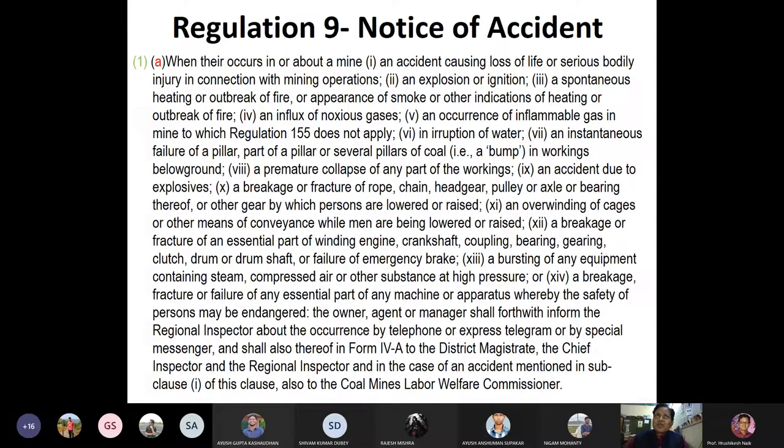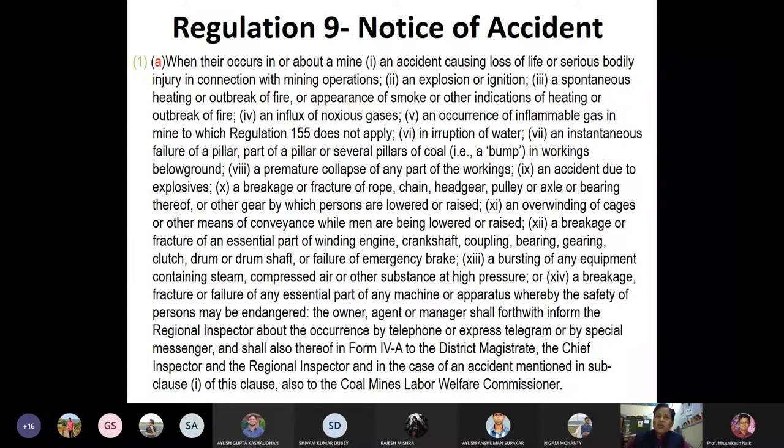As per the Coal Mines Regulation number 9, if any accident has taken place in your mines, you have to immediately report the matter to the regional inspector of the mines about the occurrence of the accident by telephone message or by express telegram. Or you can send a special messenger to convey the message that an accident has taken place in your mines.